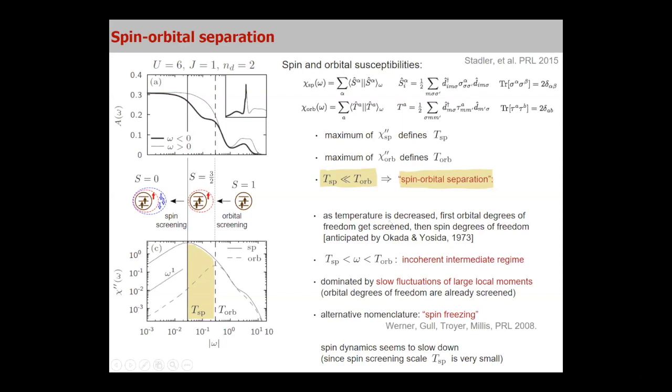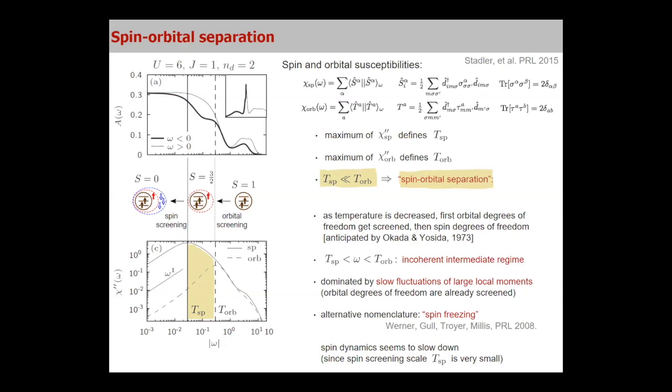All right, I should just mention, this regime of spin orbital separation is what was called spin freezing by Philipp Werner and his colleagues in 2008. And the way I understand it, the reason for this name was that since the spin screening scale is very small, the spin dynamics seems to slow down a lot. And the slowing down of the spin dynamics is why they use the phrase spin freezing. So the way I like to think of it is, in this regime, you have screened orbital degrees of freedom and your spins are still unscreened. They fluctuate quite freely, but there's still some remnant effect of the orbital degrees of freedom left.